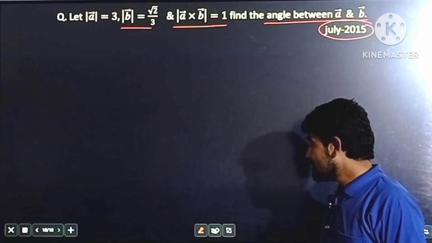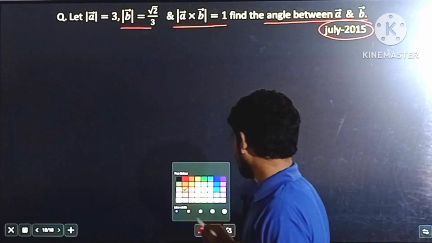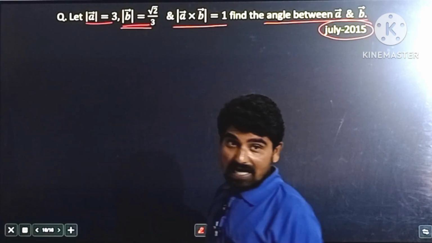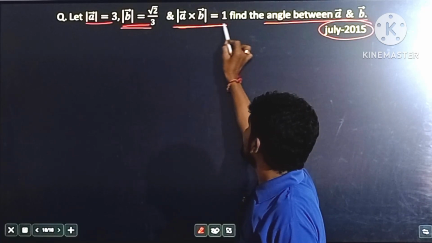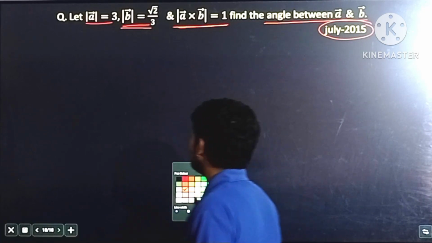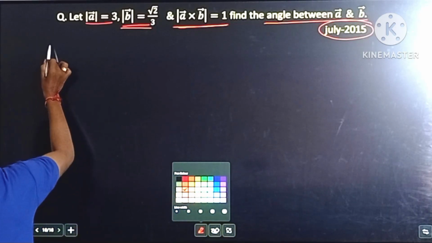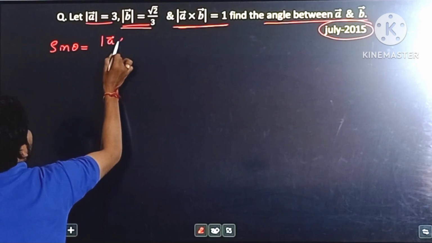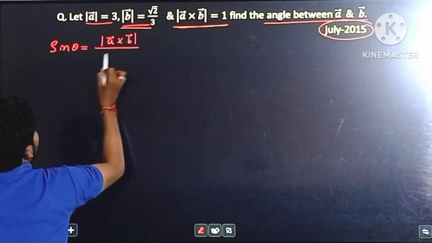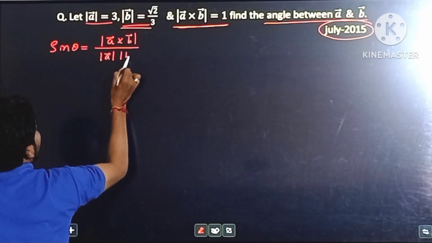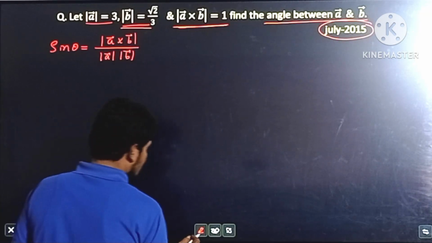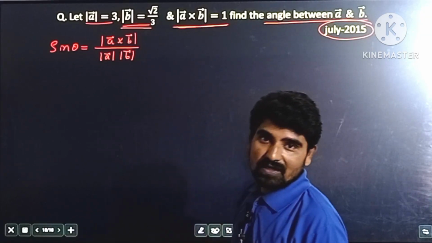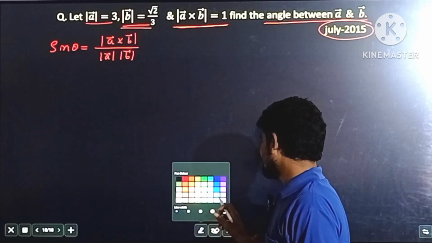So observe this question. In this question he has given the magnitude of A vector, magnitude of B vector and the magnitude of the cross product of A vector and B vector. When the magnitude of the cross product is known, then the formula for the angle between two vectors is sin theta is equal to magnitude of A vector cross B vector divided by magnitude of A vector into magnitude of B vector. So in this question he has already given the magnitude of A vector, magnitude of B vector and magnitude of A vector cross B vector. Just use the given values in this formula.